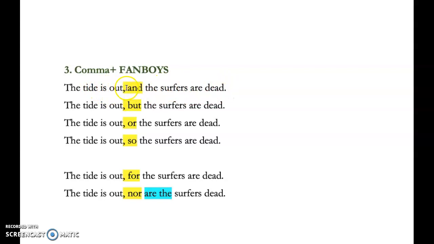If I say, I really like you, and, you can assume that something good will happen because and says that we're going in the same direction. So for example, if I said, I really like you, and here's some cake, that would be an example of the sentence going in the same direction.